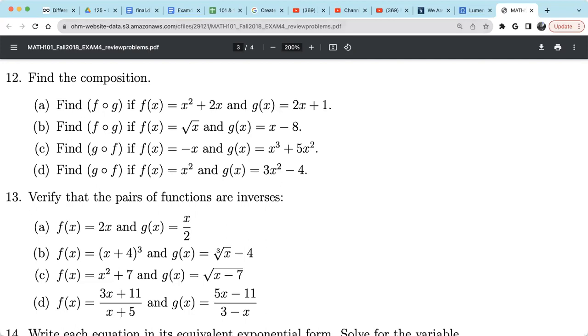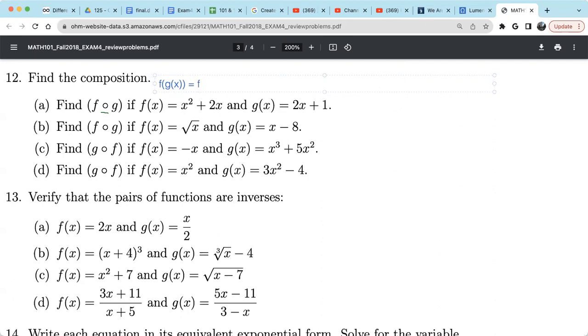Okay, here we have a composition of functions. So this little circle means composition. What does it mean? Let me write here. That means f takes g as input. So f takes a function as input. So let's say a. Function f is defined as x squared plus 2x.